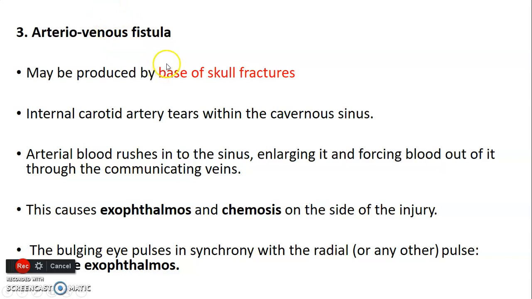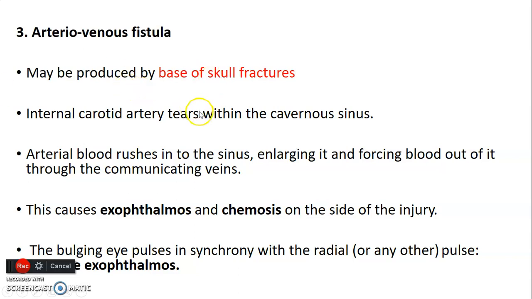Then we also have arteriovenous fistula. Remember, within the cavernous sinus, we have the internal carotid artery. And the cavernous sinus itself is carrying venous blood. So we have an artery and a vein. Now, when there's a base of skull fracture, remember this cavernous sinus is within the middle cranial fossa at the base. So in an accident, when there's a base of skull fracture, what happens?